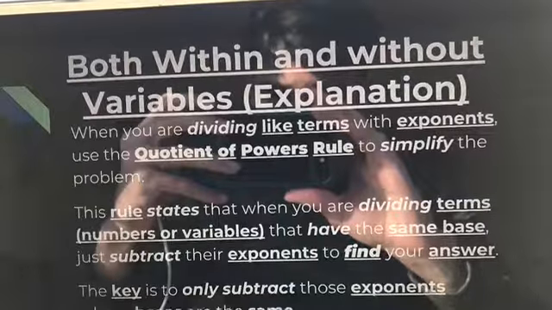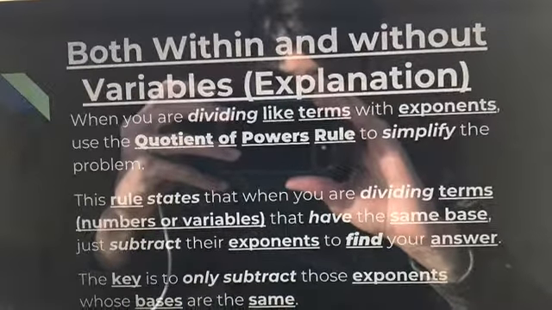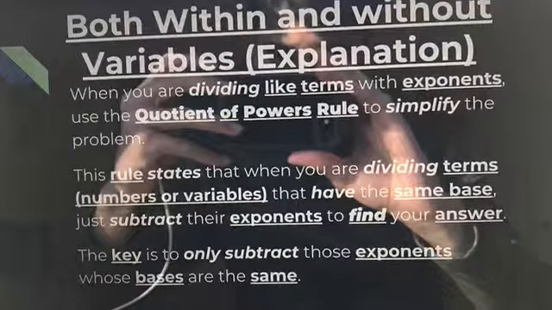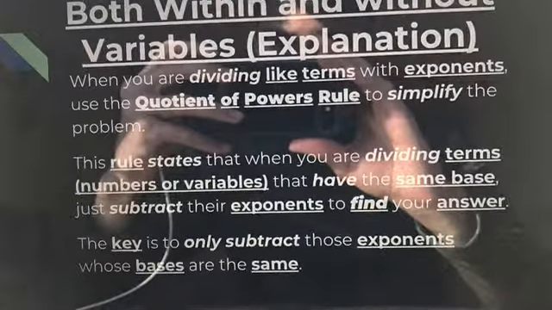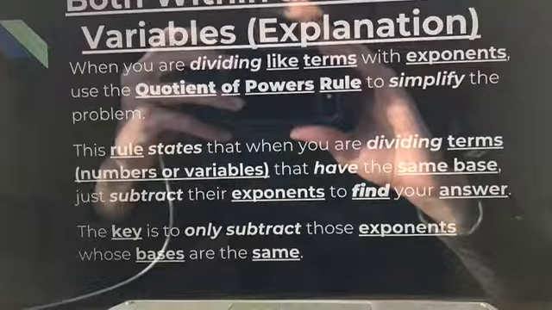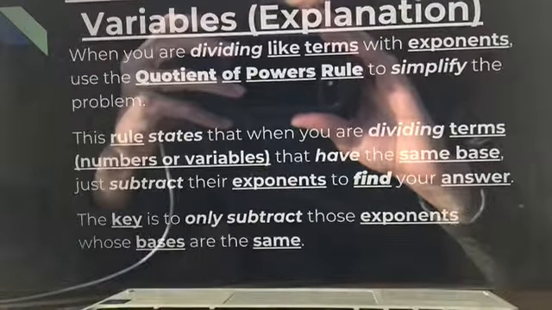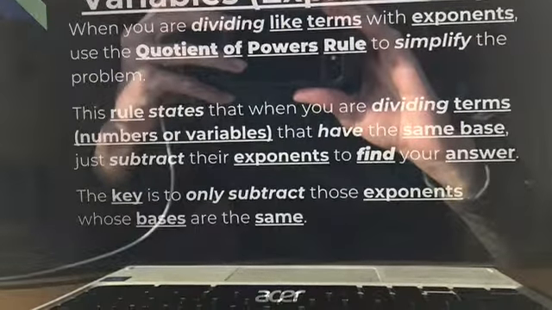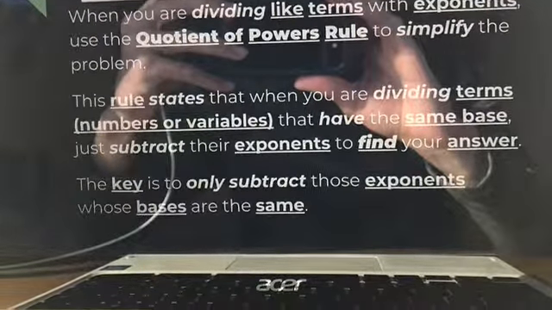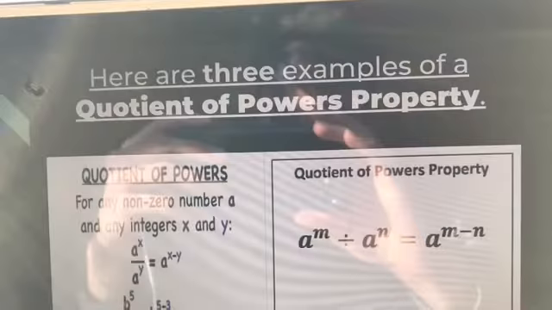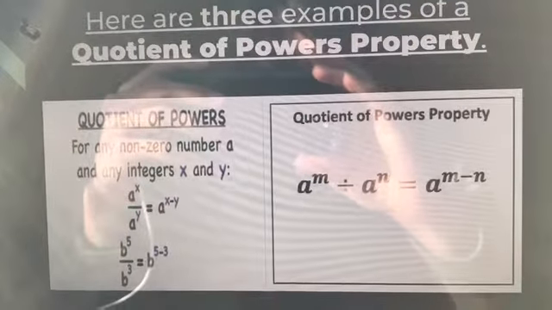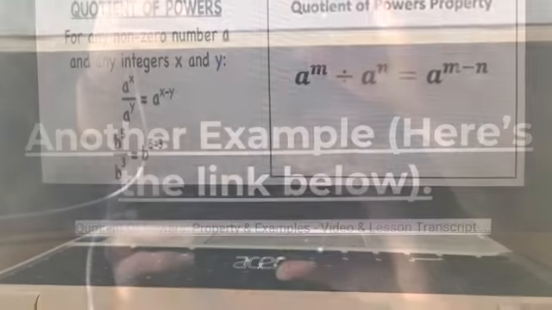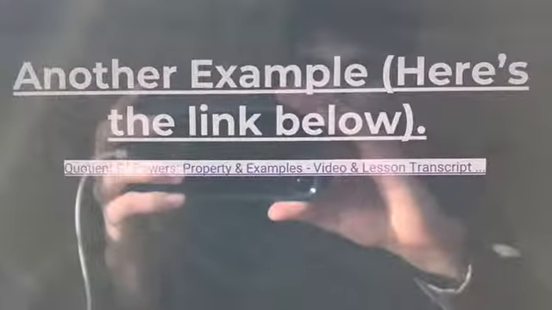When you are dividing like terms with exponents, use the Quotient of Powers Rule to simplify the problem. This rule states that when you are dividing terms such as numbers or variables that have the same base, just subtract their exponents to find your answer. The key is to only subtract those exponents whose bases are the same. Here are 3 examples of a quotient of powers property, with 2 on the left and 1 on the right. Use the link below as another example.